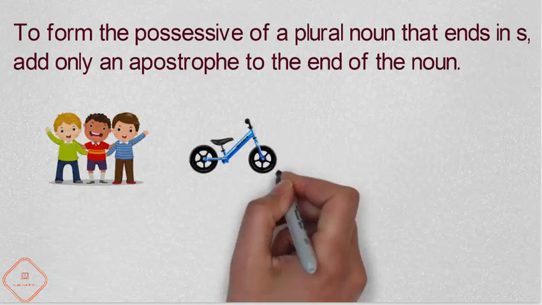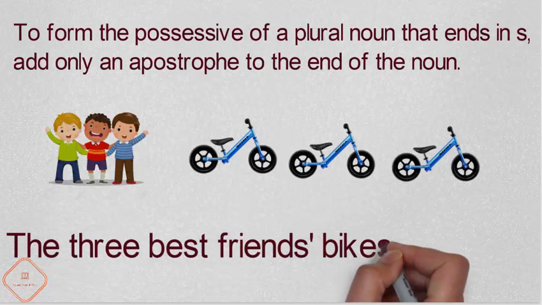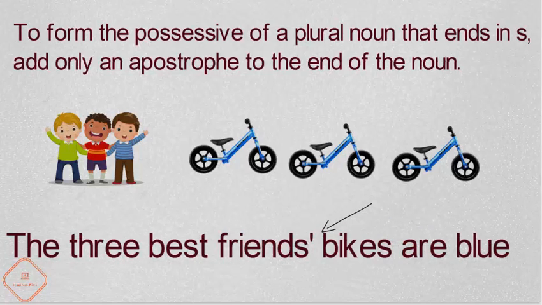Let's look at an example. So here we have three friends and they all have blue bikes. So we can say the three best friends' bikes are blue. But here it's three friends. So S is already in the word. S is already part of this plural. So we just add an apostrophe at the end without adding an S. So we say the three best friends' bikes are blue. So this is when we have the plural that ends in S.